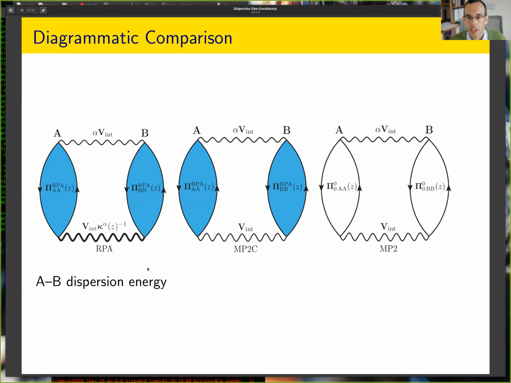And so just to summarize this diagrammatically again, here we have the RPA, which is very similar to the exact case, except that we're not using the exact kernel, we're just using the first order approximation to the kernel. Here we have this thing called MP2C, which some people like to use, which is a partially screened perturbation theory, where you basically do away with this screening factor, but you're still using the screened monomer polarization propagators, which is a smart thing to do based on what we just discussed. And then you have MP2, and there you have the non-interacting monomer polarization propagator, and that breaks it, right?